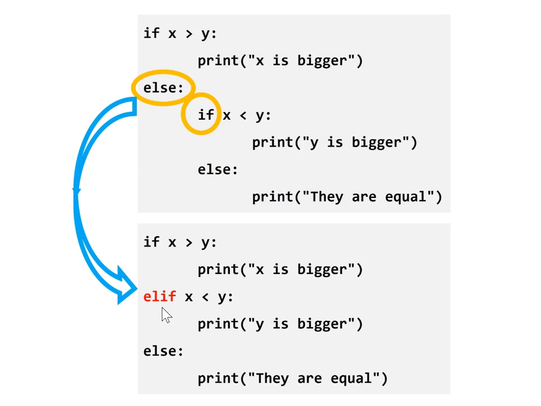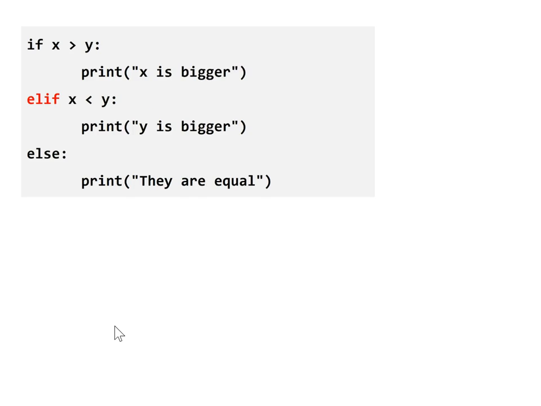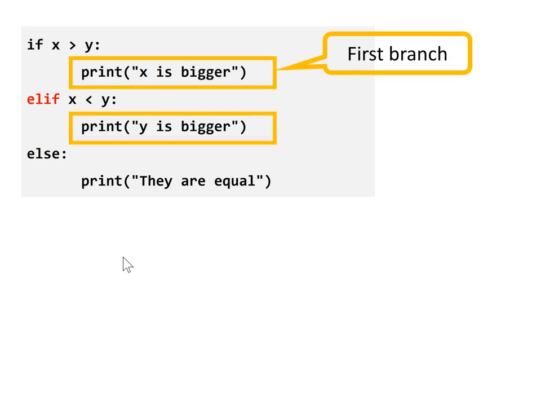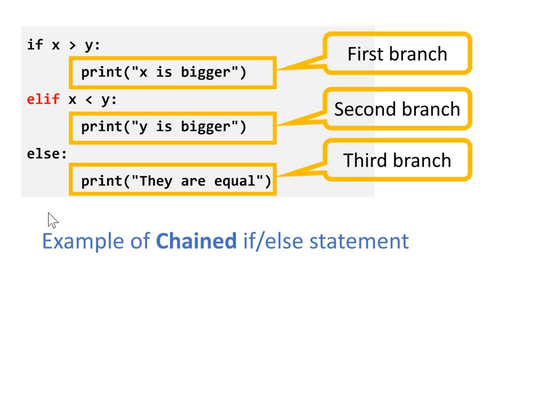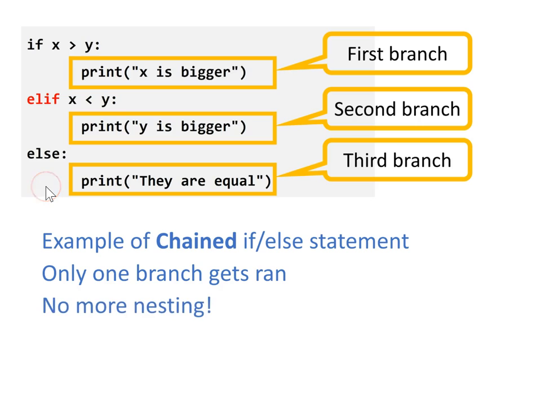You see, if you convert it to elif, the structure of this code is a bit different now. Let's try to study the structure a bit further. So this is the first branch. This is the second branch. Lastly, this becomes the third branch. By using the elif, you actually make multiple branches, more than two branches. So this is an example of a chain if-else statement. Only one branch gets run. There's no more nesting. This code looks much more organized than the previous case.